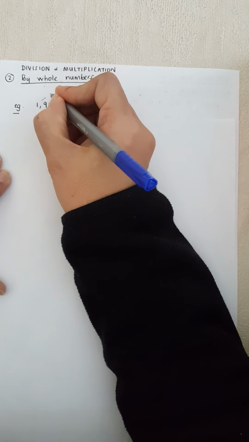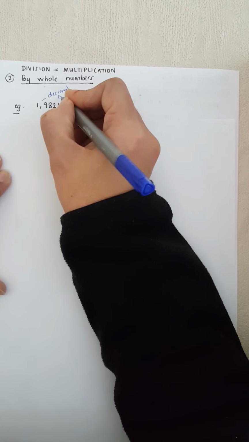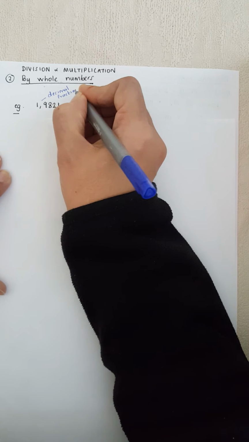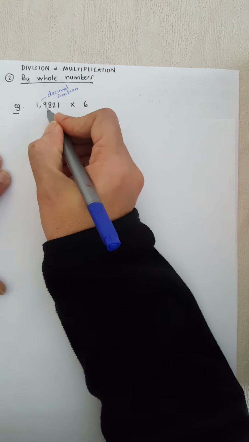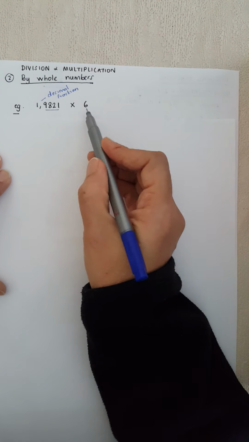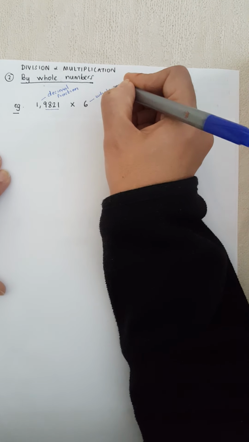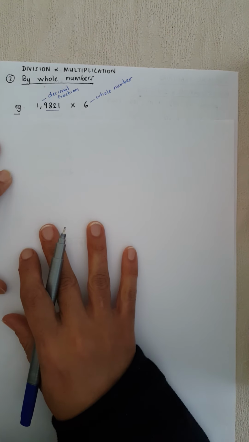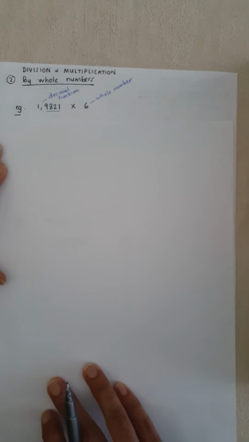So look at this part of the question. This is so you can see the difference now. This is a decimal fraction. It has a whole number and a comma and then a decimal fraction part. And then we have a whole number, which is 6. It has no comma and no decimal part, so it's just a whole number. So when we're multiplying them together, we ignore the decimals.